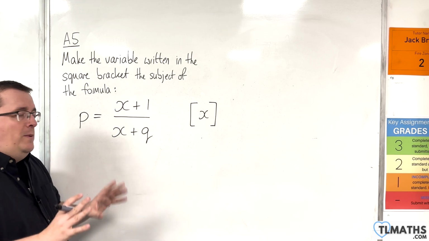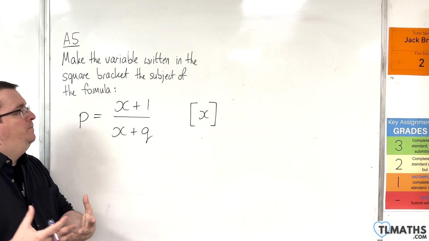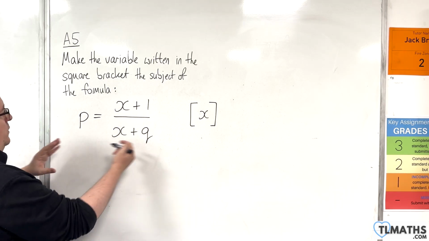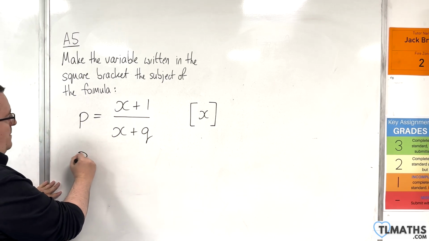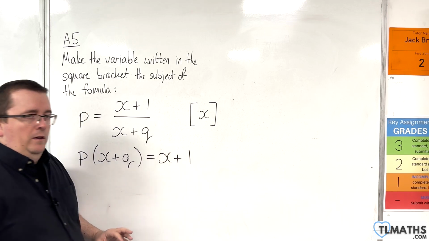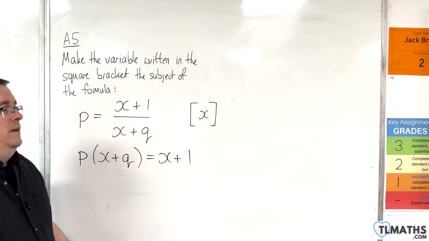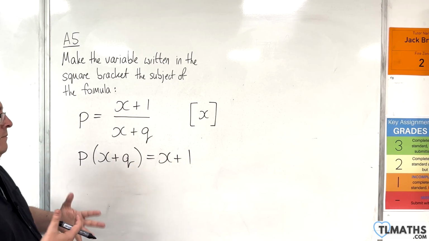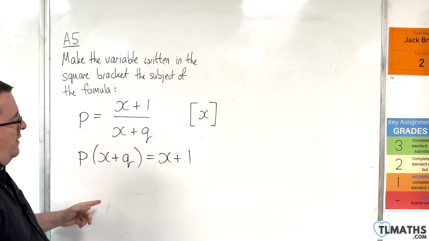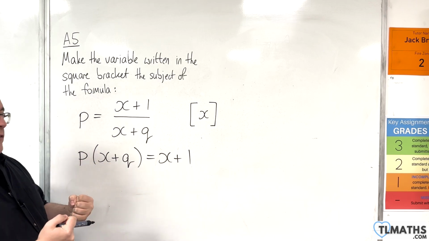So before you can do anything, you want to get x, the variable that you want to make the subject, out of the denominator. So what we're going to do is multiply both sides by x plus q. So that's going to move it onto that left-hand side. We're going to get p lots of x plus q is equal to x plus 1. Okay, so now we have a situation where x is on both sides of the equation. Now, you might be going, well, has that made it worse? No, it hasn't made it worse at all. We've got the x out of the denominator, but now we can get all of the x's that aren't in denominators onto one side of the equation.